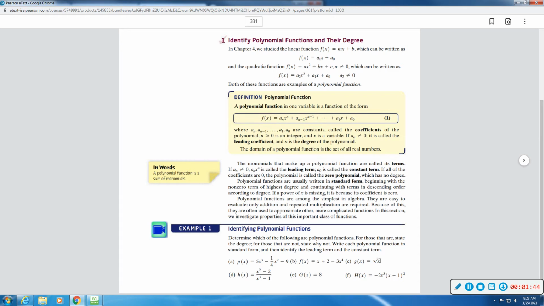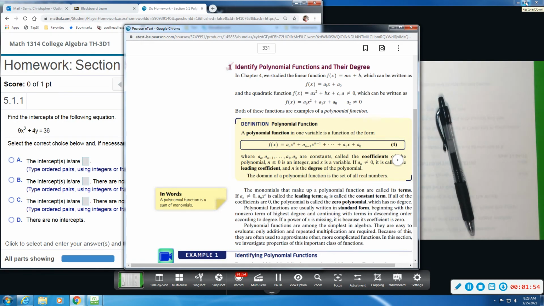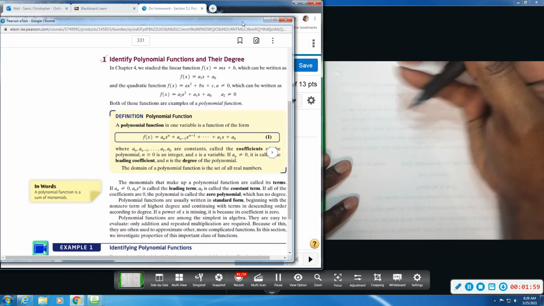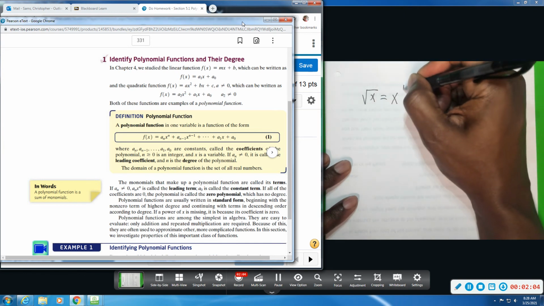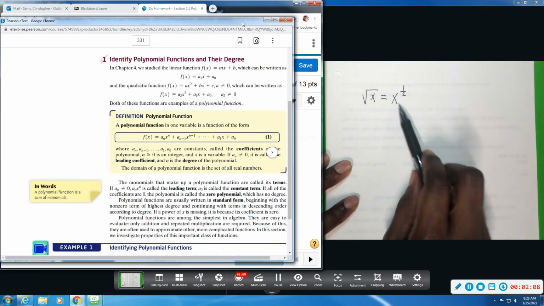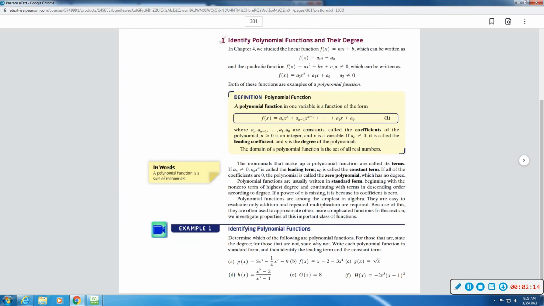A square root would be defined as an exponent of less than 1, like a fraction, and we can only have integers. So the square root of x can also be written as x to the 1/2 power. So this square root of x is equal to x to the 1/2. Having a number up here that's not a whole number is violating the definition of what it means to be a polynomial. So that wouldn't be.